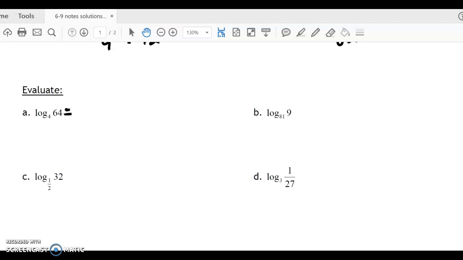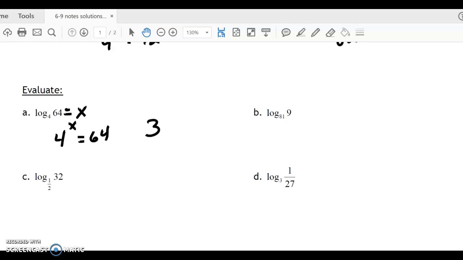Sorry about that. Log base 4 of 64 equals x. So then set it up using exponentials. 4 to the x equals 64. So 4 to what power is 64? The answer is 3.